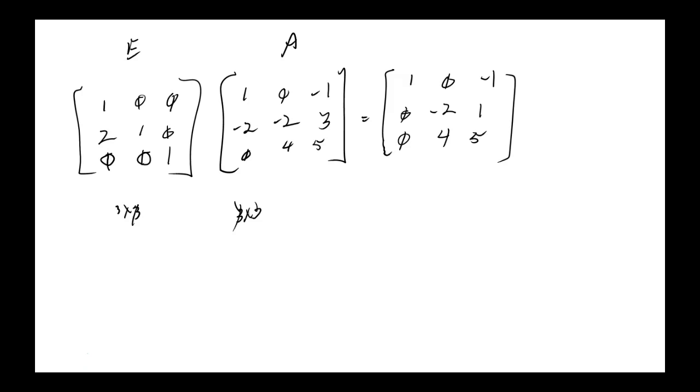The second row has changed. And how has it changed? Guess what? If you multiply the top row by 2 and add to the second one, you get a 0 there. You get a minus 2 there. Multiply that by 2 and add to that. You get one. Yes. That's exactly the elementary row operation you did to the identity matrix to produce the elementary matrix. You've just done it here to make your same.